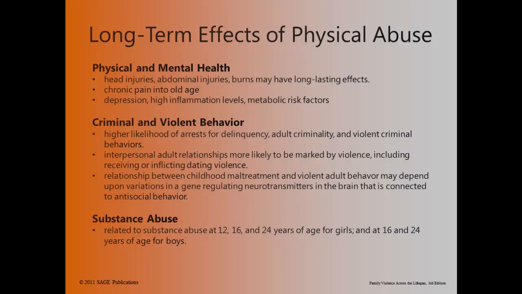There's oftentimes chronic pain into old age and experiencing things like depression and all sorts of risk factors, like metabolic risk factors and those kinds of things. Poor health later on. Criminal and violent behaviors also are likely to occur in the long run. There's a higher likelihood of arrest for delinquency and criminality in adulthood, and for violent criminal behaviors.